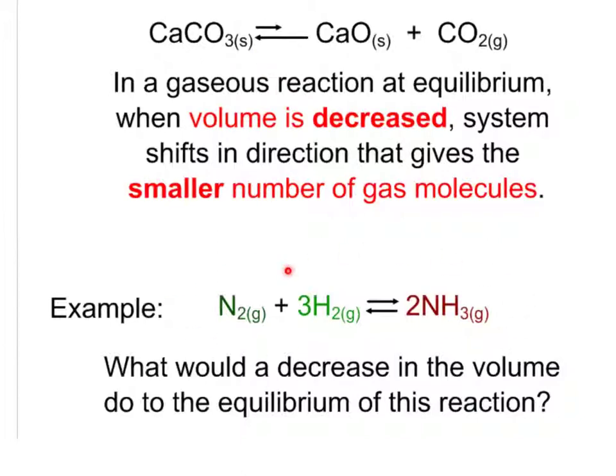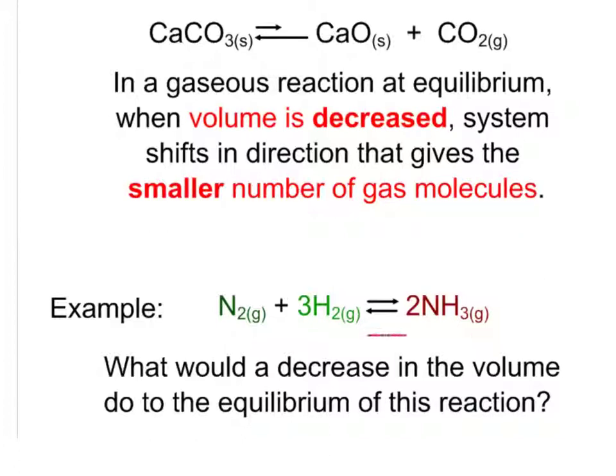What about this one? What would happen if we decrease the volume? This is a system in equilibrium. We're going to decrease the volume. What direction is this equilibrium going to shift? Well, in this case, we're decreasing the volume. So as we decrease the volume, the equilibrium shifts in the direction that gives the smaller number of gas molecules because it wants to reduce the amount of pressure.